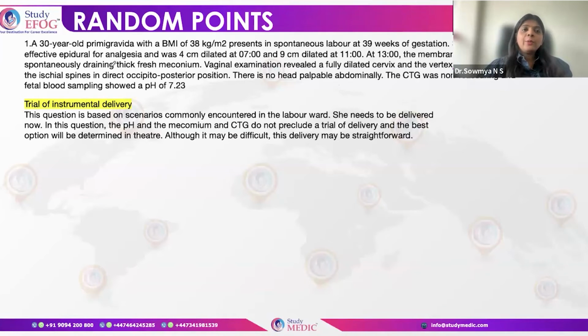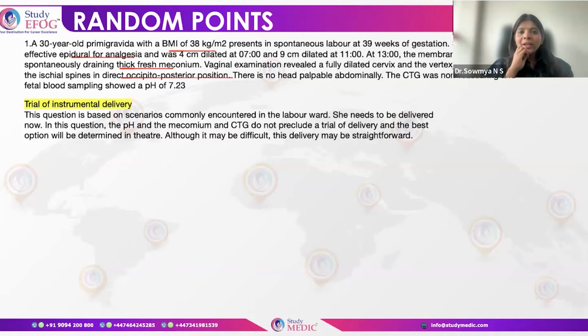Okay, let's read the scenario. Primigravida with a BMI of 38 at term, effective epidural, 4 centimeters dilated at 7, 9 at 11, and 13. The membranes ruptured spontaneously, thick fresh meconium, fully dilated cervix, vertex was just below the spines and direct occipito-posterior. There is no head palpable. The CTG was non-reassuring, but the fetal blood sampling shows pH of 7.23.